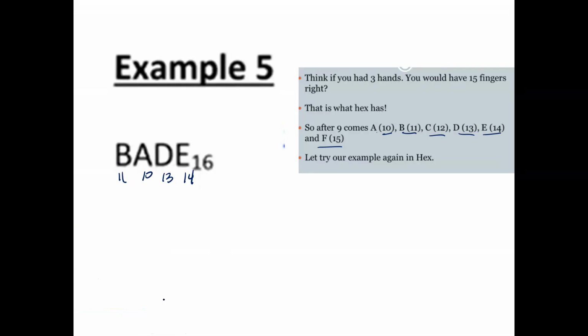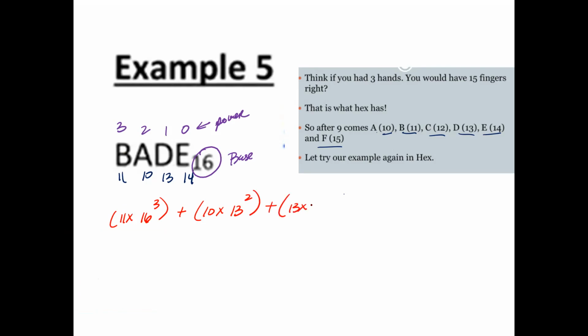Now take a look at the positions of this. The position starts with 0, 1, 2, 3. So your base right here is 16. Your powers are 0, 1, 2, 3. And so let's start off with B. B is going to be 11 times the base of 16 to the 3rd power, plus A, which is 10, times base of 16 squared, plus 13 times 16 to the 1 power, plus 14 times the base of 16 to the 0 power.